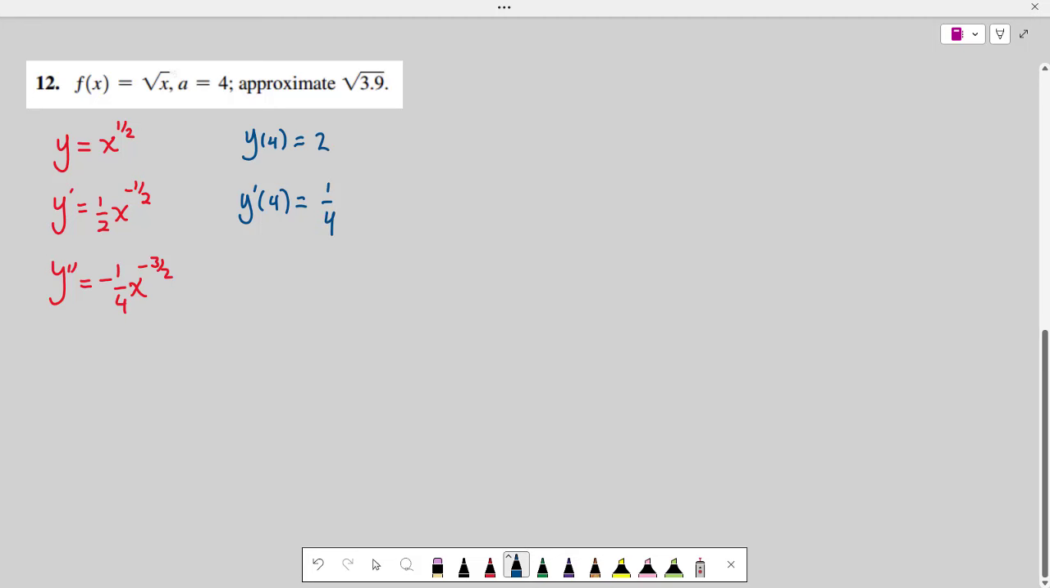y double prime of 4. So we plug in the 4 here. Square root of 4 is 2. 2 to the negative 3 is 1/8. So we get negative 1/32, I believe.